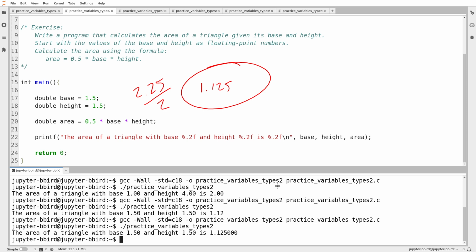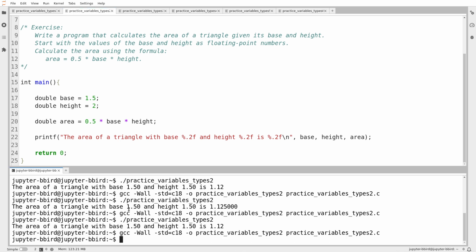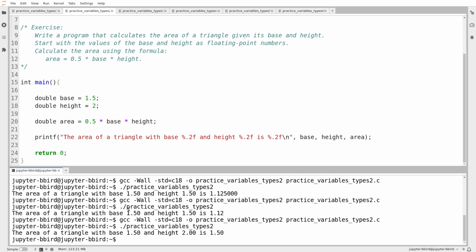But here it is pretty clear it is computing the right area. My program is doing what I want it to do. And I wouldn't know that unless I tested it. I can have all the confidence in the world, but just staring at the code and saying it should work isn't enough. Okay, let's try at least one more. So I'm going to see what happens if I do a height of 2 and a base of 1.5. I should expect here, of course, that what I get is an area of 1.5. And so there it is.